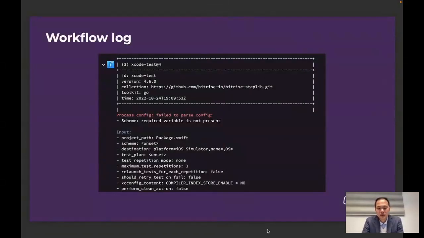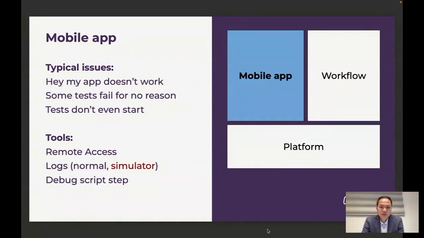So this is one example of a Bitrise workflow error that I did for demonstration purposes. I created a workflow, but I forgot to put in a parameter, and then the workflow gave me an error code that is super clear about why it broke and what I should do. Right, so for most cases we are fine with the error handling on the workflow.